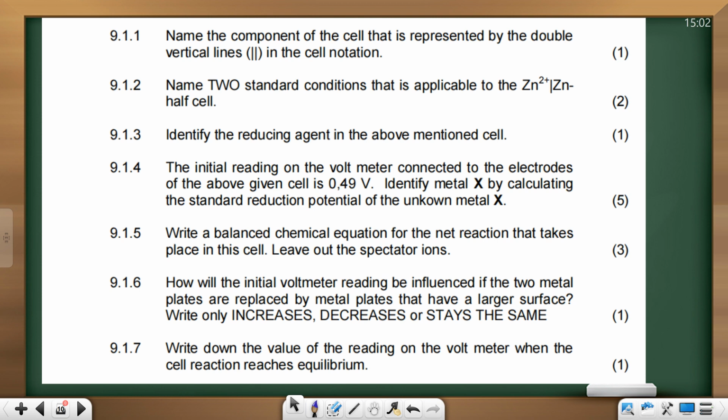Please don't write bridge. It's not Mandela Bridge. There must be salt in front of it. Salt bridge. Yes. So what do we call the one that is not double? It's just one line, one stroke. It's a phase separator.